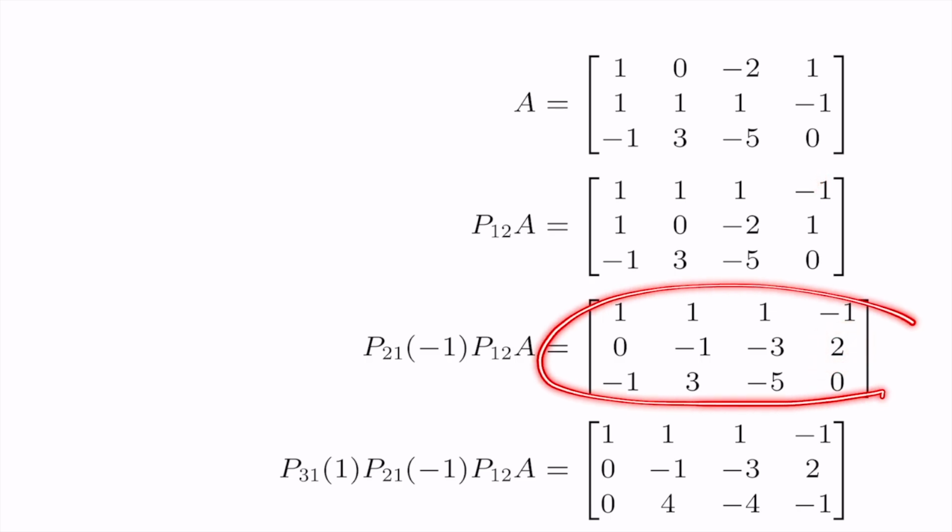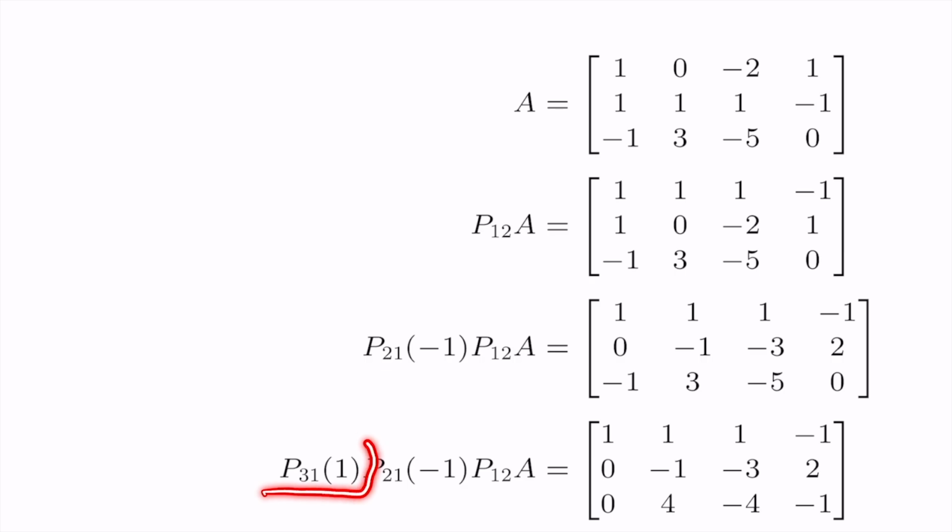And then to this matrix, we apply P31 of 1. So that means we multiply the first row by 1 and add it to the third row. So 1 times 1 is 1, and add it to -1, we get 0. And 1 times 1 is 1, add it to 3, we get 4. 1 times 1, add it to -5, we get -4. And 1 times -1 is -1, and add it to 0, we get -1.